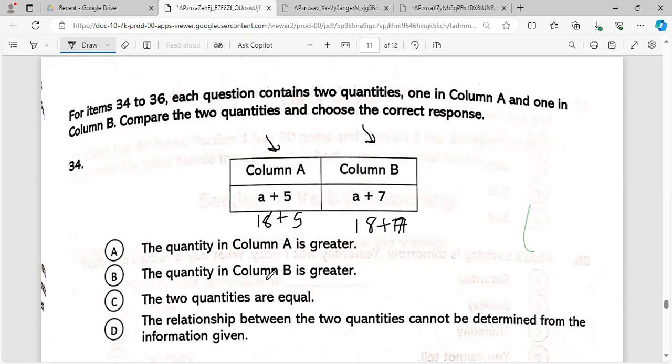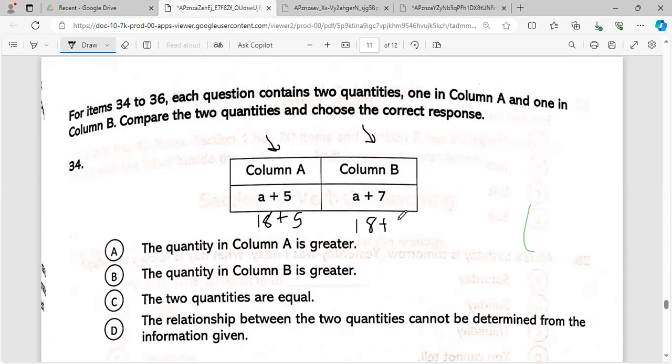I would say, sir, even if you take a random number, 18, and add it plus 7 to both of them, 18 plus 5 is 23 and 18 plus 7 is 25. Which one is greater? Is 25 greater than 23? Yes, sir.